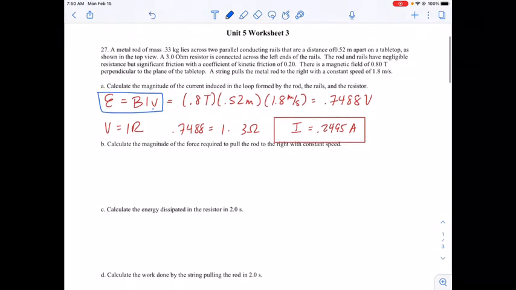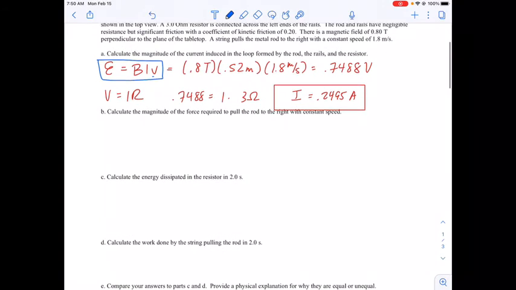Let's see. Let's try part B. Calculate the magnitude of the force required to pull the rod to the right with a constant speed. Okay, so the force, the magnetic force on a current carrying wire in a magnetic field is BIL. B is the external magnetic field, the one that is the X's in the picture. I is the current in the wire, and L is the length of the wire.